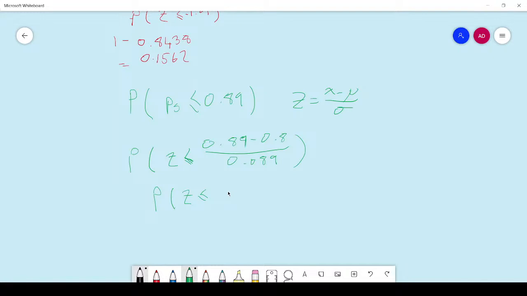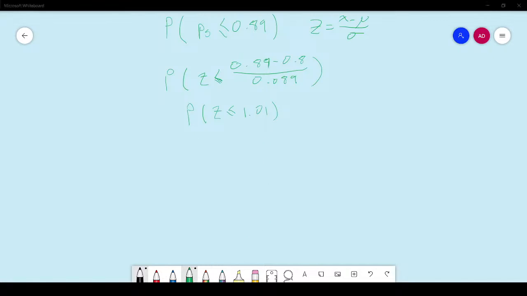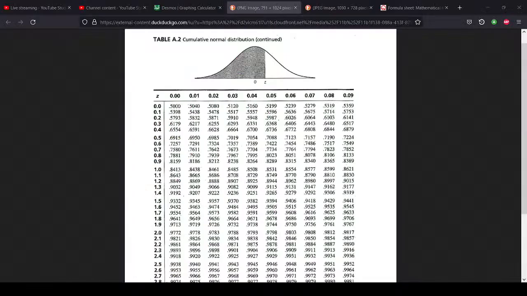So punch that in on the calculator and we get a 1.01. The probability z less than or equal to 1.01 using the z tables is 0.8438 as well. Alright, 1.01, 0.8438.